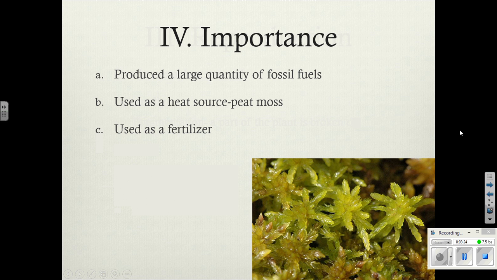We use seedless plants for a lot of different reasons. They can help us make fossil fuels. We can also use them as a heat source. It's usually what peat moss is used for. And then oftentimes farmers will even use them as fertilizer. Since they are really good at retaining some moisture and things like that, it can help keep the soil pretty healthy.